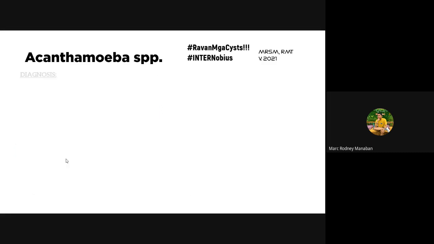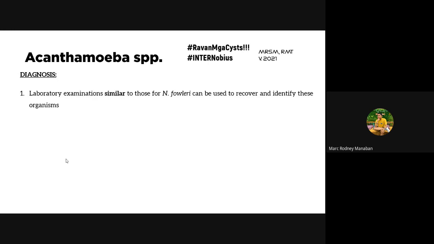Now we go now to your diagnosis. How do we diagnose this free-living amoeba? Again, similar lang with your Naegleria fowleri, no? If sa CSF, centrifugation, smear gapon, and then look into the possible presence of trophozoites and cysts, di ba? Because again, for Acanthamoeba, pwedeng trophozoites and cysts imong makita.